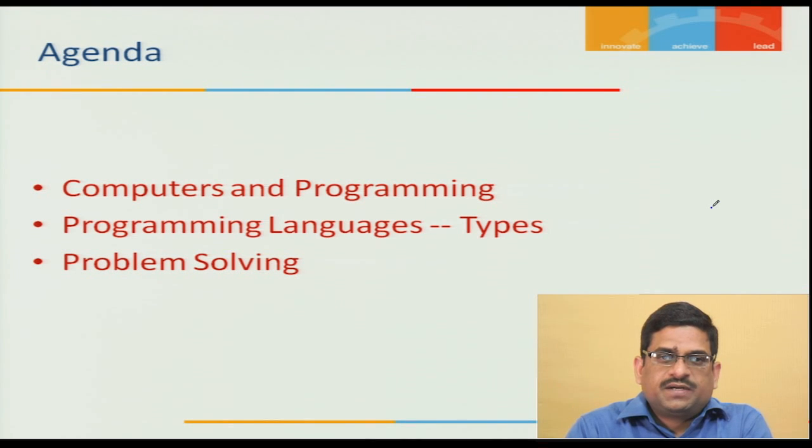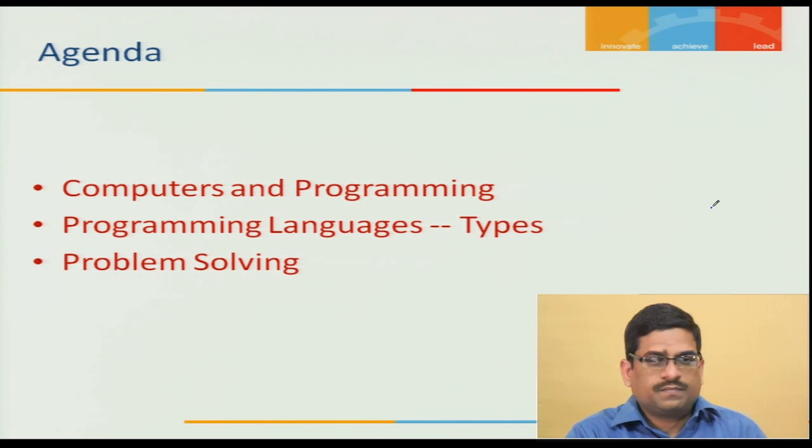So, first we will talk about computers and programming. What is a computer basically, and how we do programming on computers. Second is programming language types, and the third topic which I am going to talk about in today's lecture is problem solving.